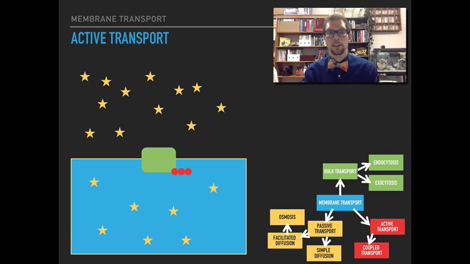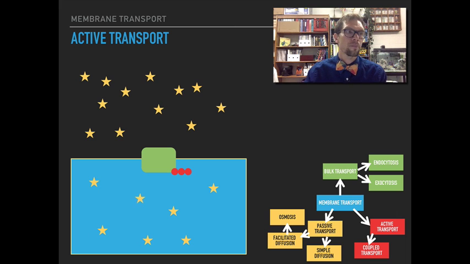So active transport is different than passive transport in two main ways. The first way is it uses ATP. That's what these three red balls here represent. They represent the three phosphate groups on an ATP. So it's going to require energy. Why does it require energy? Well, unlike passive transport, active transport is going to be actually moving things from a lower concentration to a higher concentration. So it's going to move it across the concentration gradient.